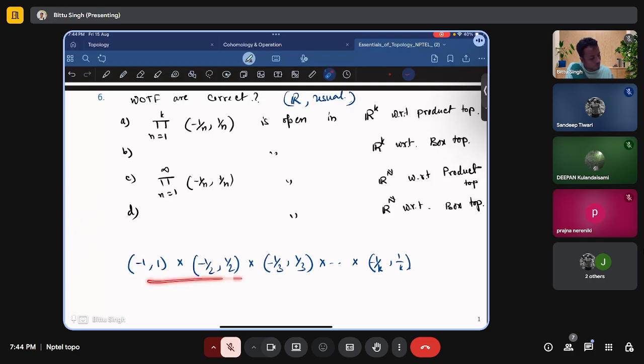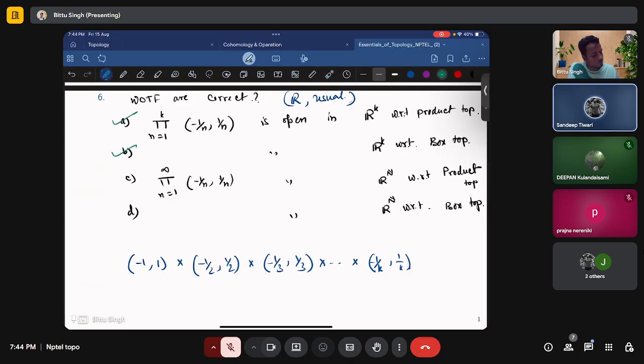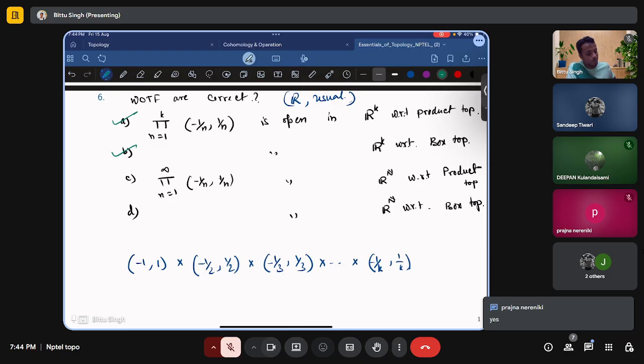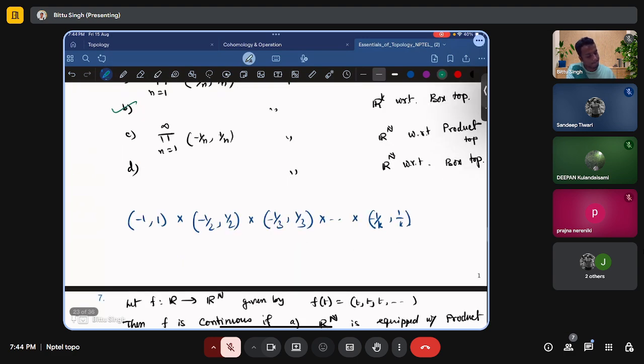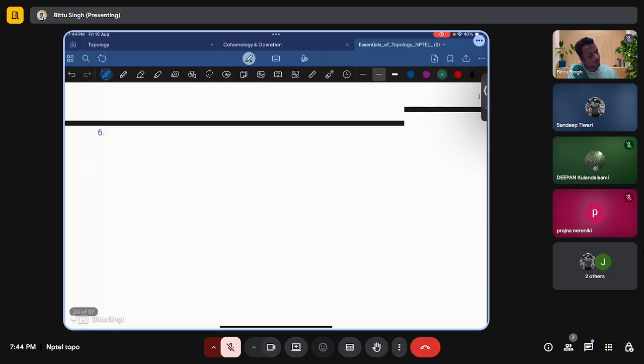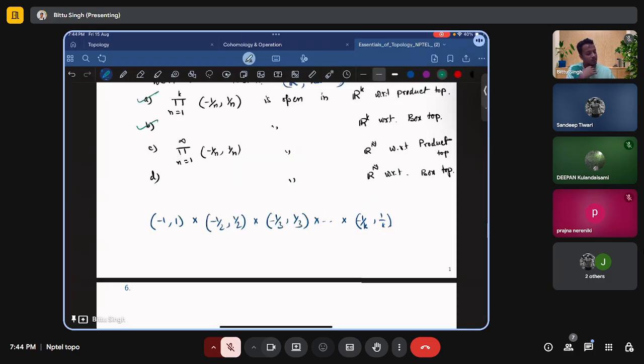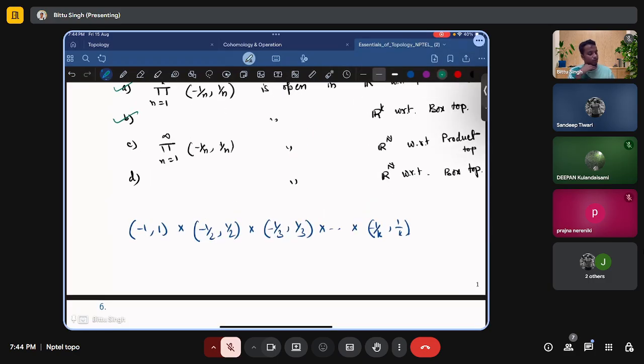Now the question: is it open in box topology? Yes, sir. For the finite case, both are the same. For a finite product, box and product topology are the same. Now what about the infinite product? Is it open in product topology?